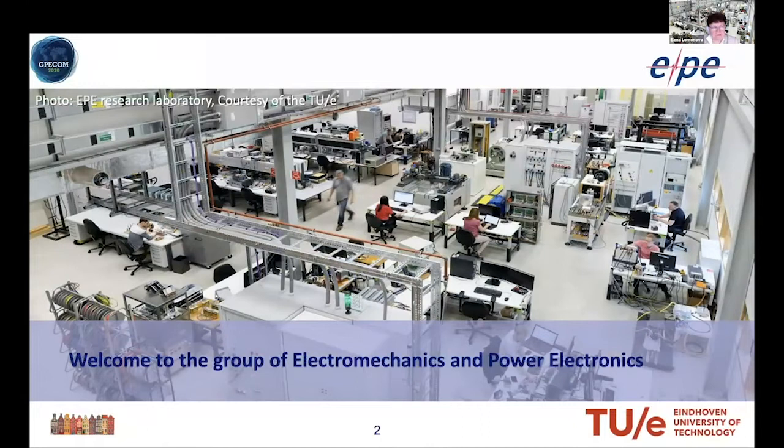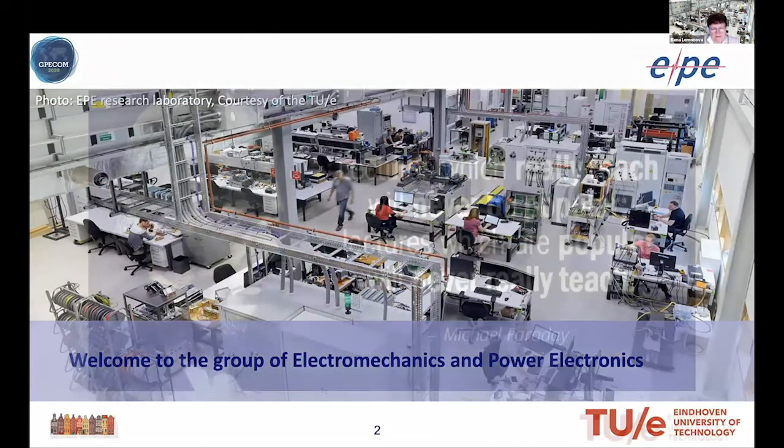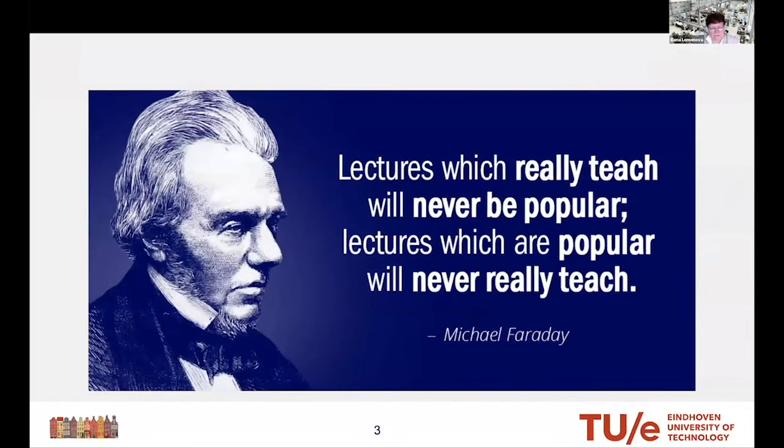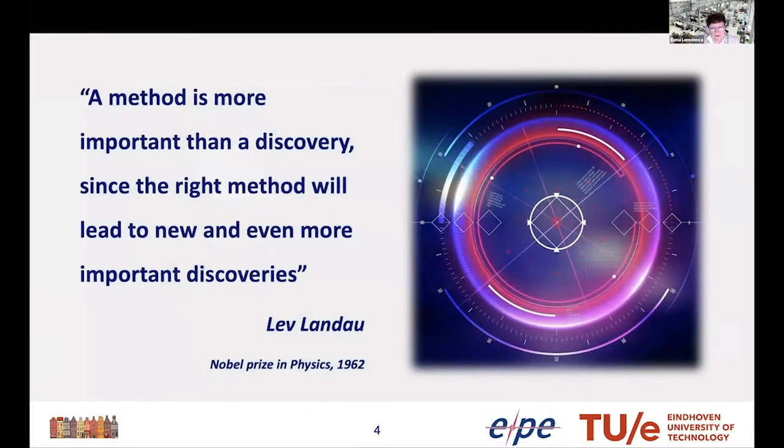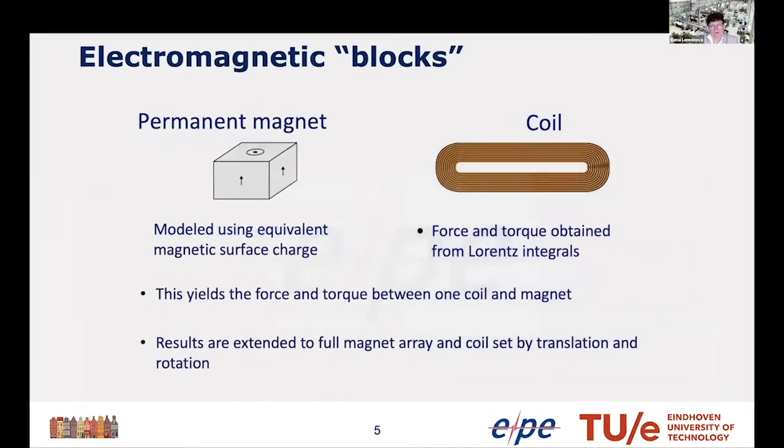First of all, I would like to tell a few words about the group of electromechanics, and maybe the main idea is to introduce the lecture today with the words of Michael Faraday, that the lectures which really teach will never be popular, lectures which are popular will never really teach. Also, using the words of the very famous physicist Lev Landau, who won the Nobel Prize in Physics in 1962, a method is more important than a discovery, since the right method will lead to new and even more important discoveries. I will talk today about methods and maybe even simplification of very complex, high precision systems.